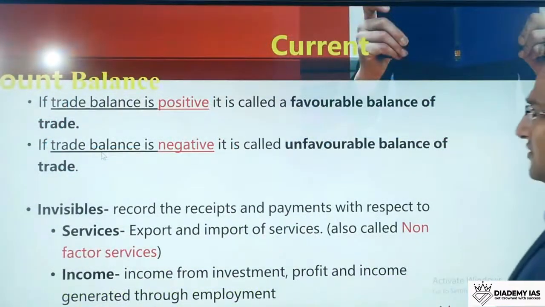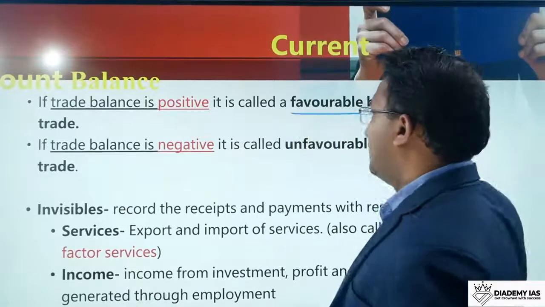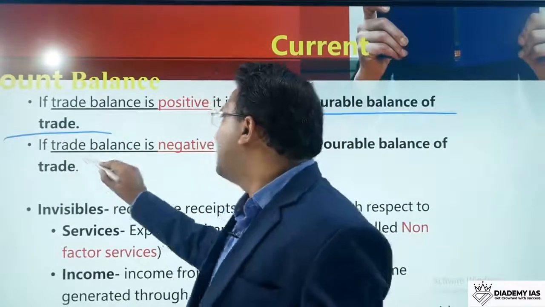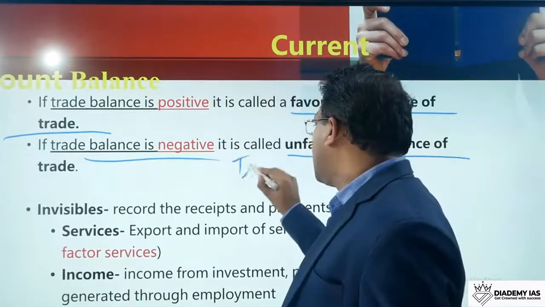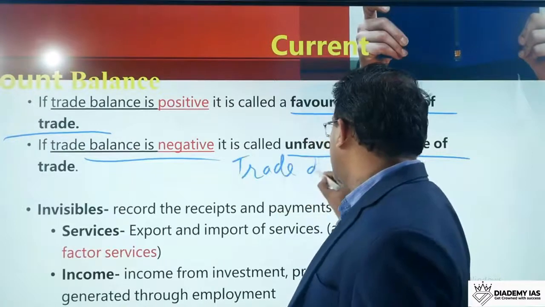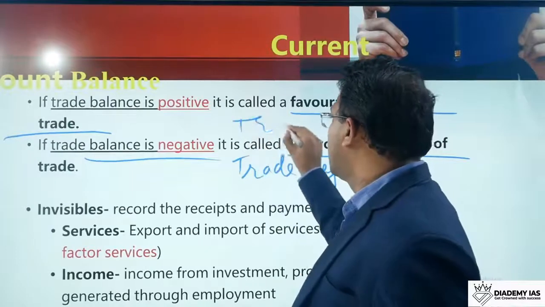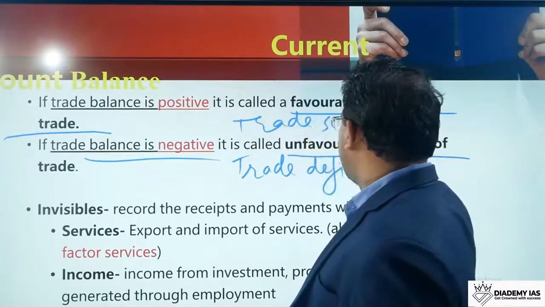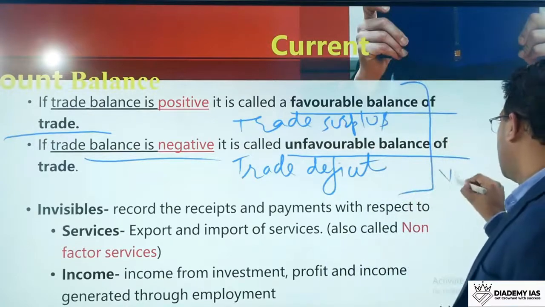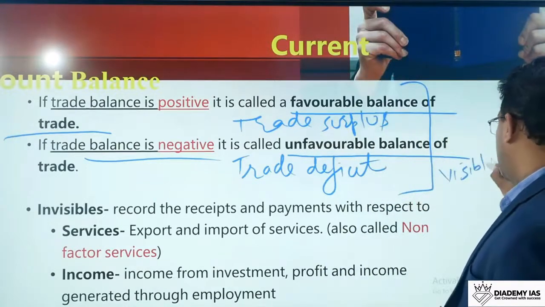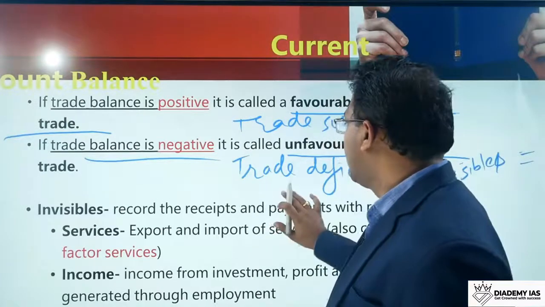Now, current account balance. If the trade balance is positive, this is called favorable balance of trade, or trade surplus. If the trade balance is negative, this is called unfavorable balance of trade, or this is also called trade deficit, right? And this is basically, we are talking about visibles only, right?